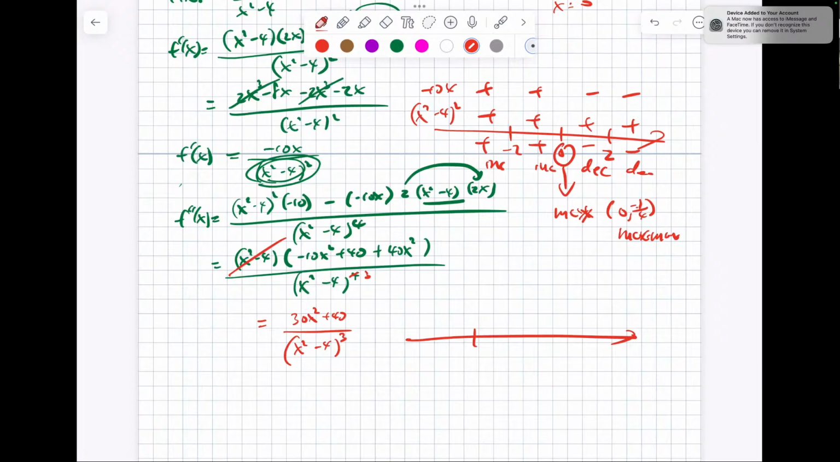Okay, so at negative 2 and 2, 30x squared plus 40 over x squared minus 4 to the 3rd. It doesn't matter what value I plug in. On the top part, you think about something squared plus a number. It's always going to be positive. If I plug in something greater than negative 2, in x squared minus 4 this one's positive, this one's negative, this one's positive. So positive, negative, positive. So it's going to be concave up, down, up.